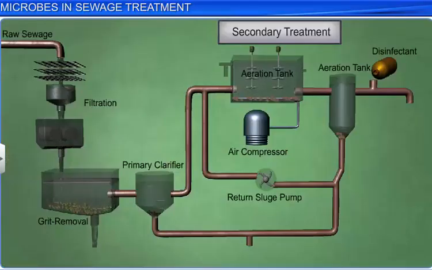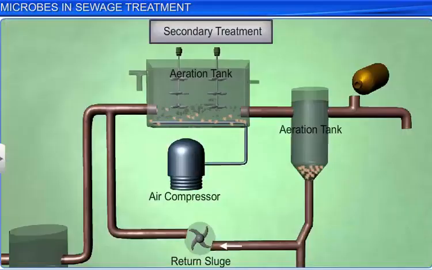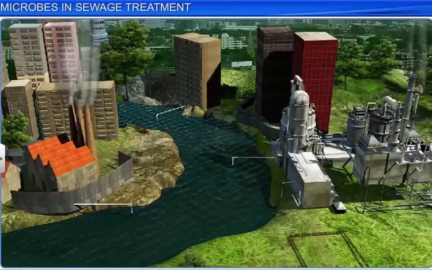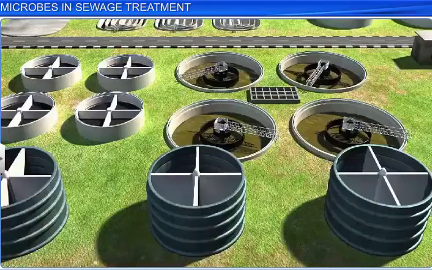However, a small part of the activated sludge is pumped back into the aeration tank to serve as inoculum for subsequent treatments. Though the amount of sewage produced increases every year with the population increase and rapid urbanization, microbial treatment of sewage remains the most effective method to date.